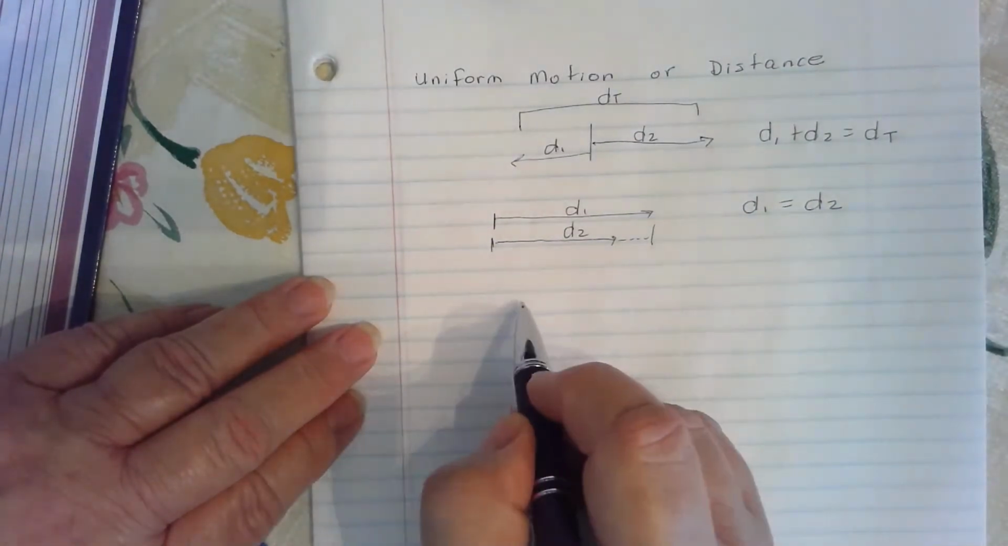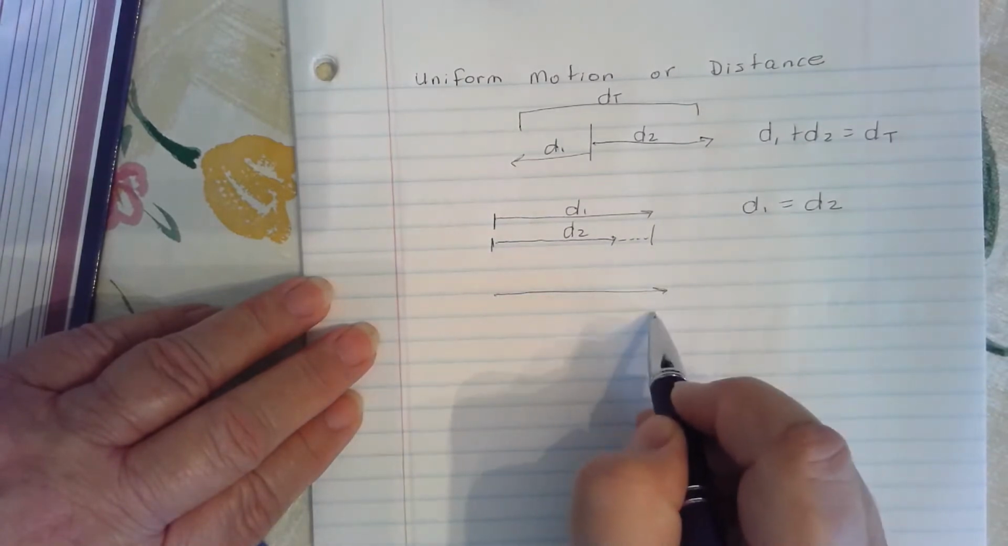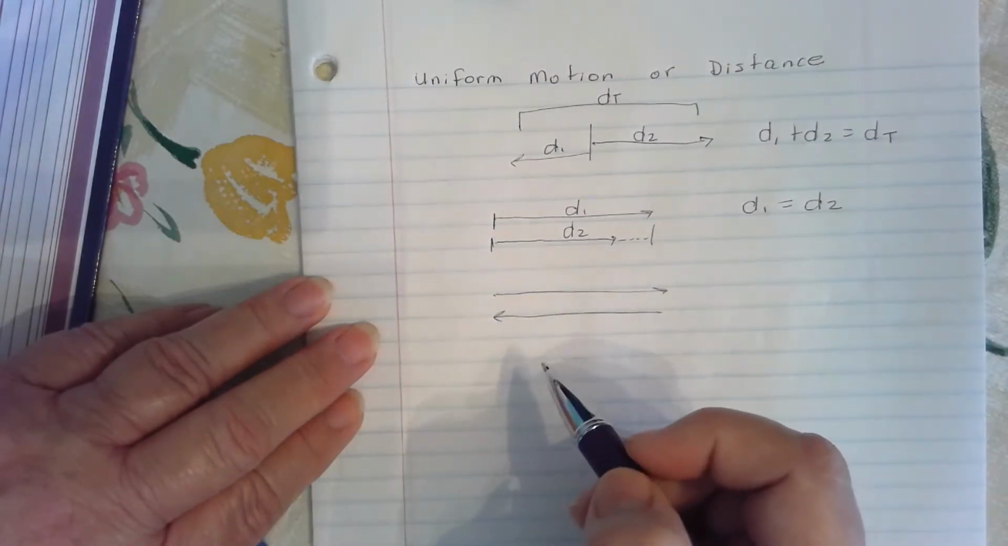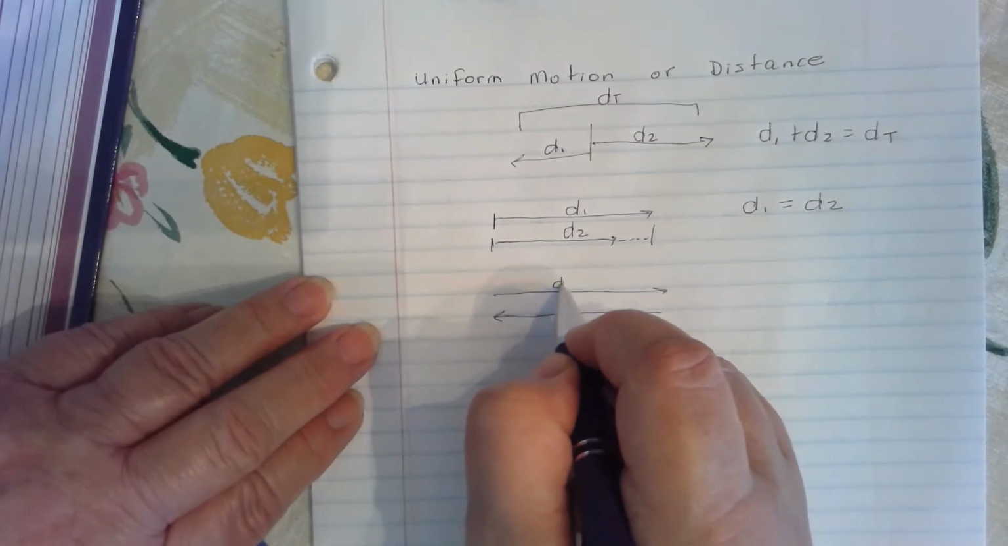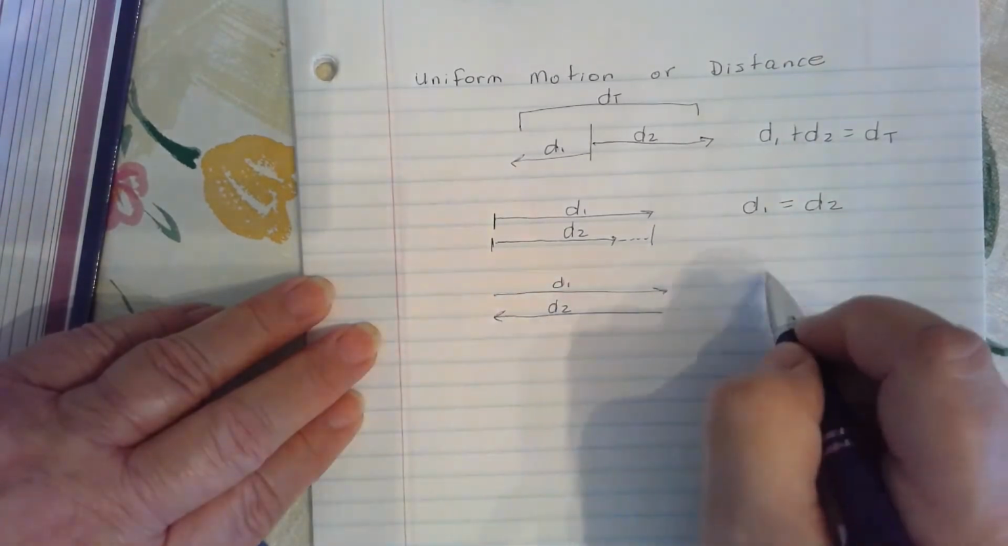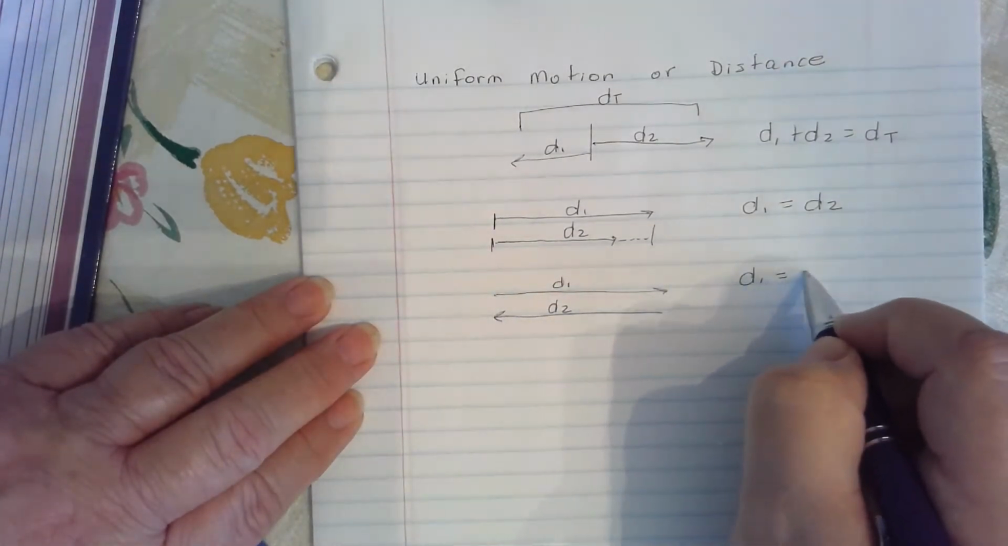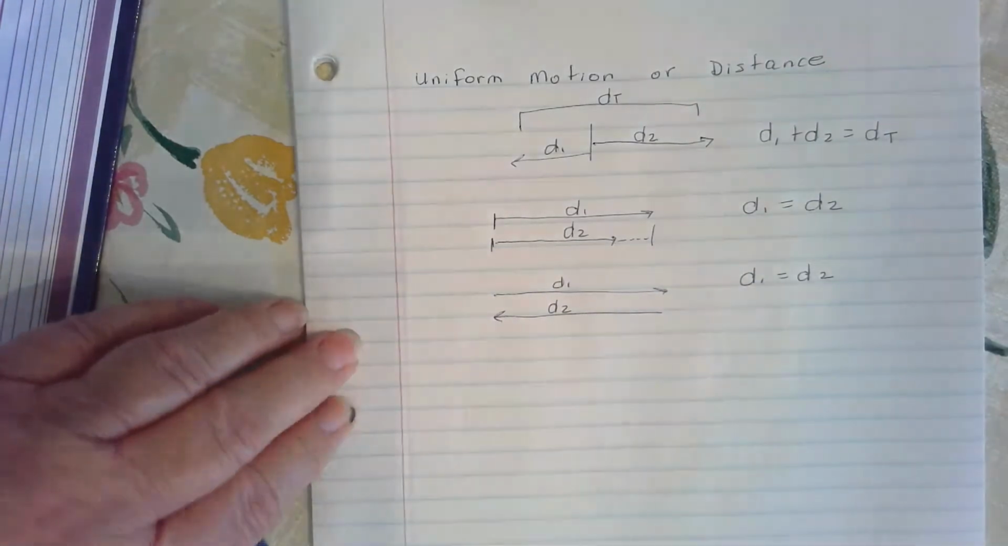A third possibility is when you go and you come back. And in that case, again, the two distances are the same. So your equation is made by setting the two distances equal.